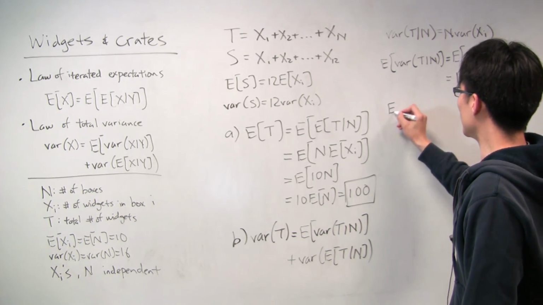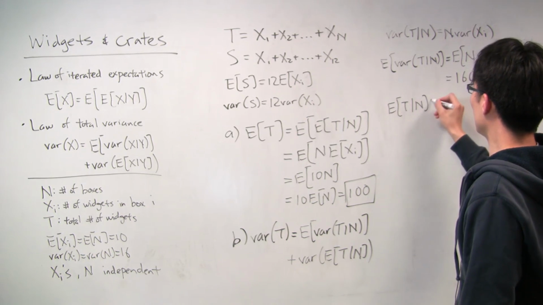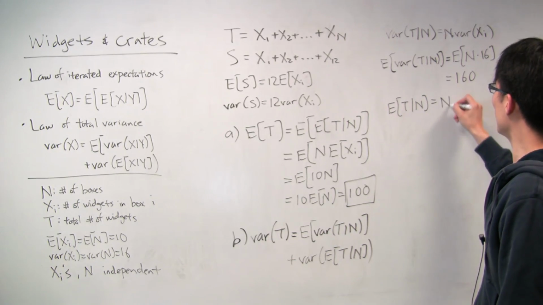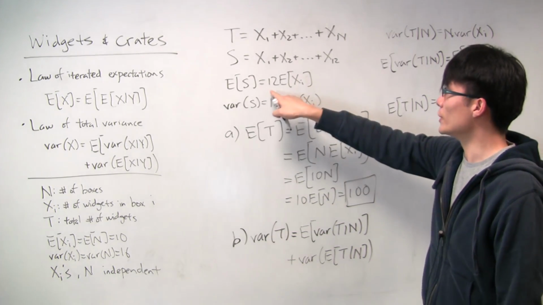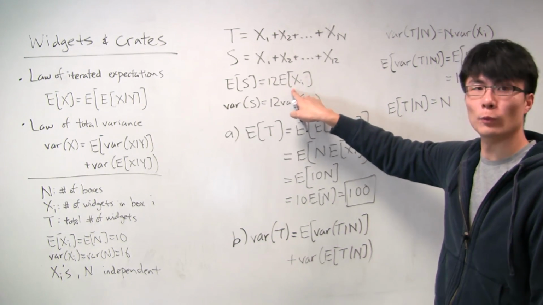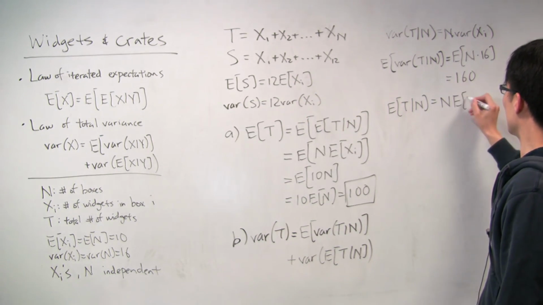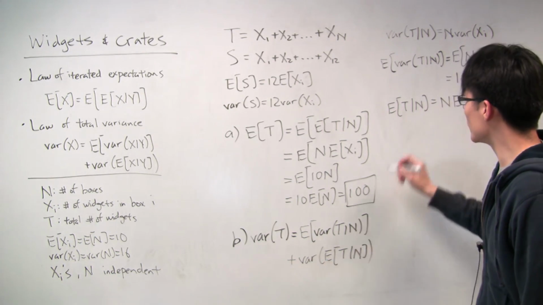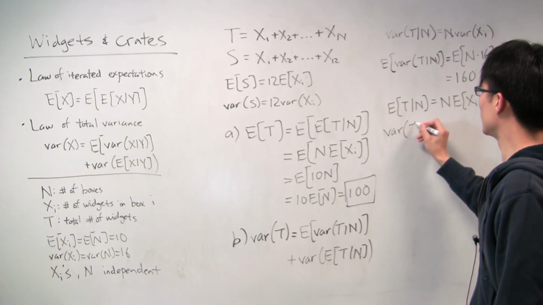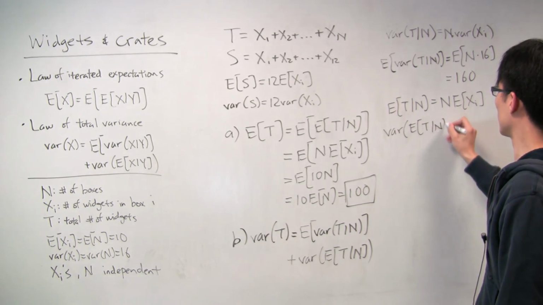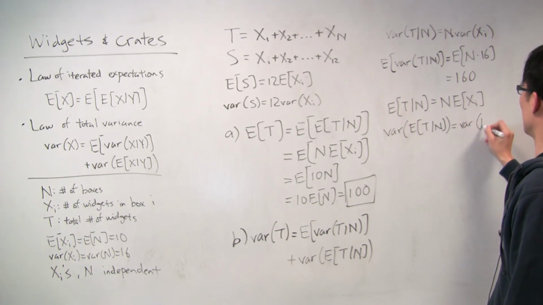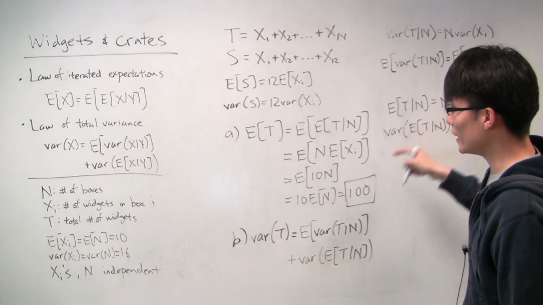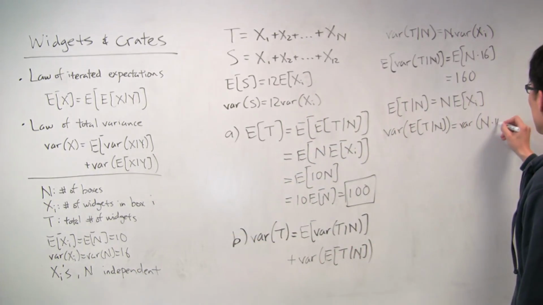Well, what is the conditional expectation of t given n? We've already kind of used that here. And again, it's using the fact that if we knew what n was, the expectation would just be n times the expectation of the number of widgets in each box. So it would be n times the expectation of each xi. All right, and now to get the second term, we just take the variance of this. So the variance is the variance of n times the expectation of each xi. And the expectation of each xi is 10. So it's n times 10.